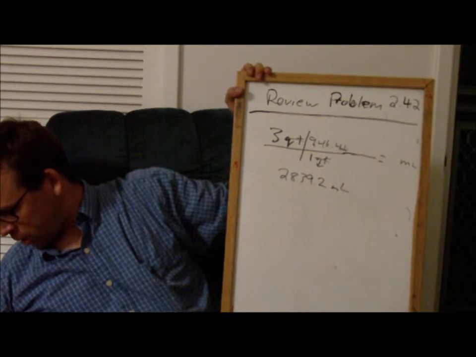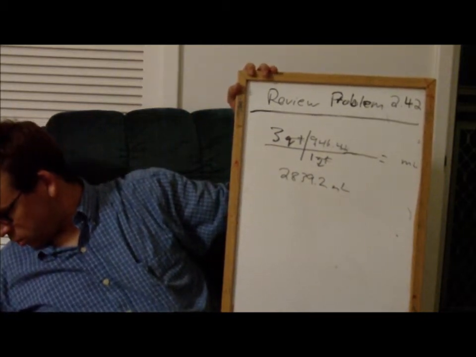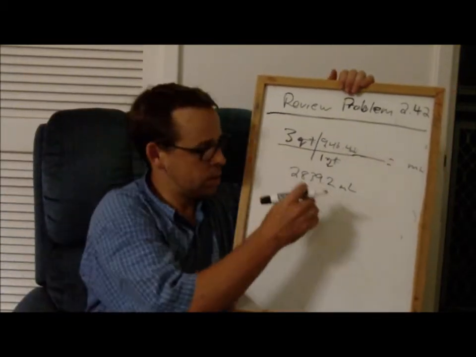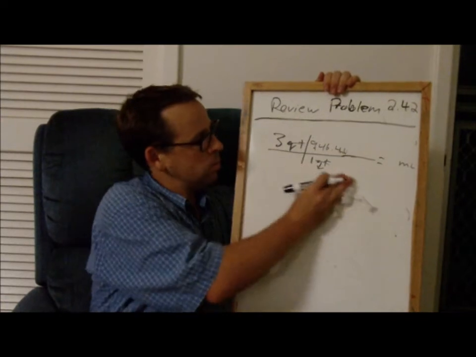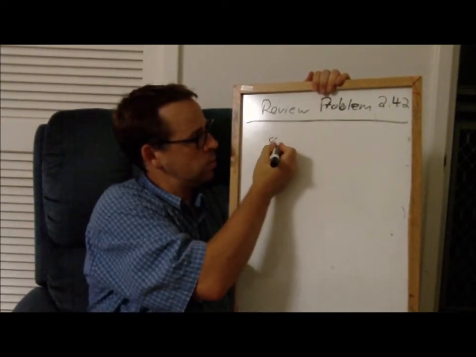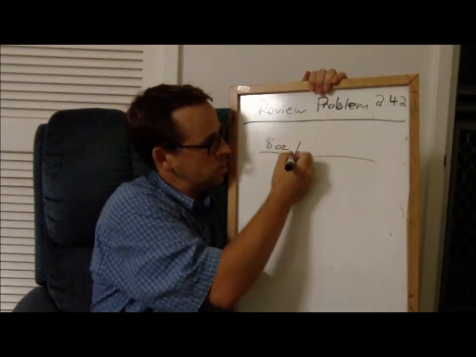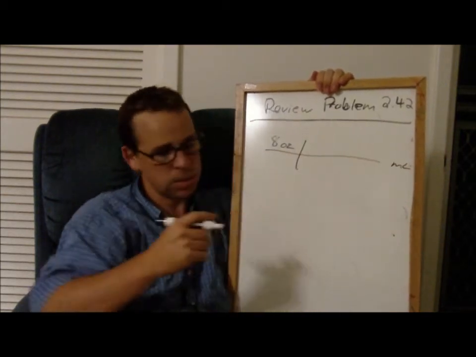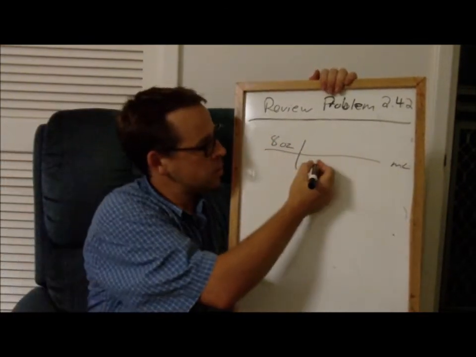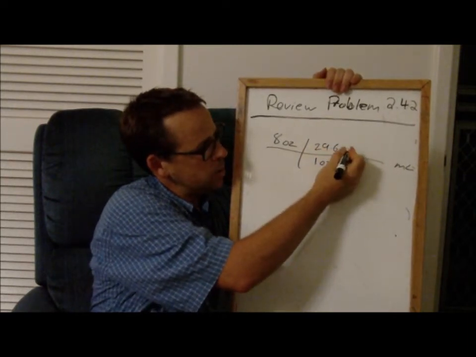2.42, 1 cup, or 8 ounces, and we want to convert that to milliliters, all right? So if we have 8 ounces, how many milliliters? Well, there's 29.6 milliliters per ounce. So 1 cup, which is 8 ounces, and we want to know how many milliliters that is. And we're told that for every 1 ounce, there's 29.6 milliliters.